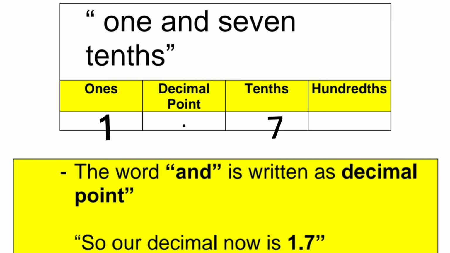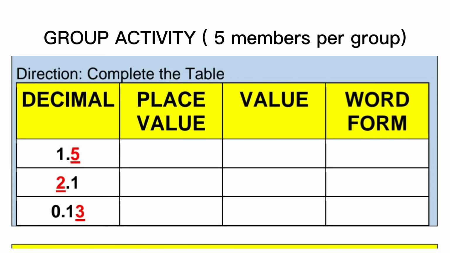Okay, very good everyone. Clap your hands. You are doing well today. So let's have a group activity, and there will be 5 members per group. You have to complete the table. I have given the decimal, and you have to find the place value and value of the underlined number, which is the 5, 2, and 3. After that, you have to write its word form.